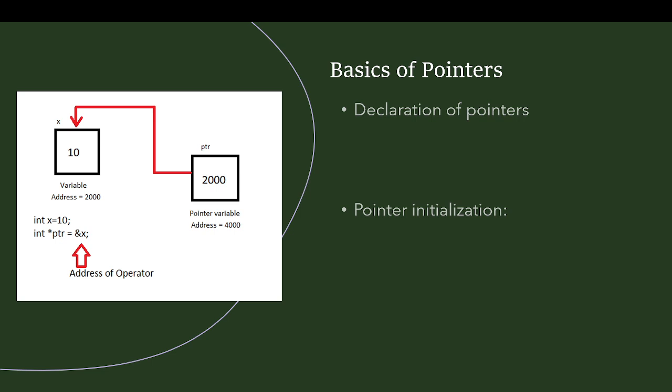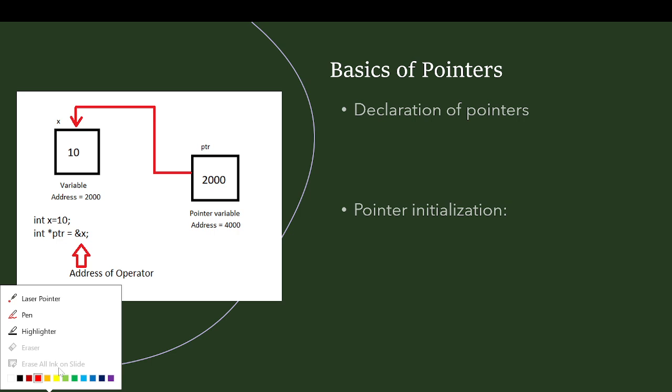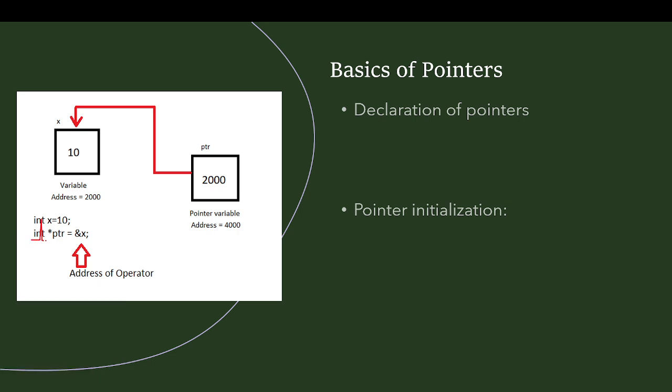How do we declare pointers? Pointer declaration involves specifying the data type the pointer will point to, followed by an asterisk symbol. So here is an example of declaring a pointer. int *ptr declares a pointer to an integer named ptr.